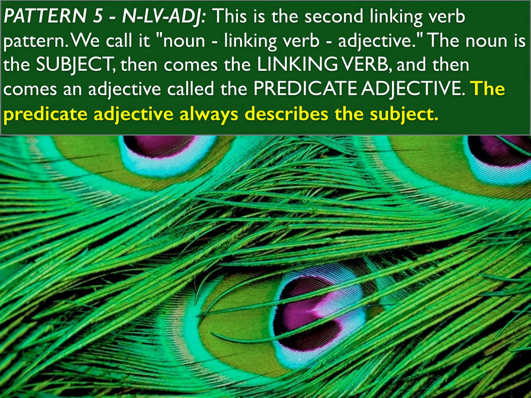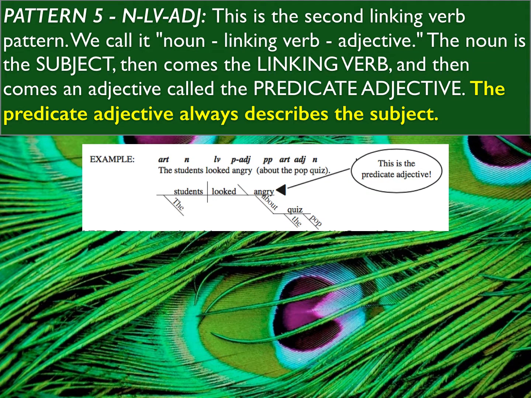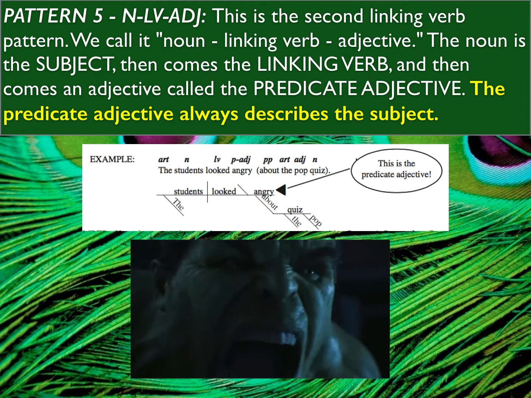The next pattern is noun, linking verb, adjective. This is the second linking verb pattern. The noun is the subject, then comes the linking verb again, and then comes an adjective called the predicate adjective. The predicate adjective always describes the subject. So here's an example. The students looked angry about the pop quiz. The students is the subject, looked is the linking verb, and how did the students look? They looked angry. So this is the predicate adjective because it describes the students. There's an angry student right there. Oh wait, no, I'm sorry, that's the Hulk.